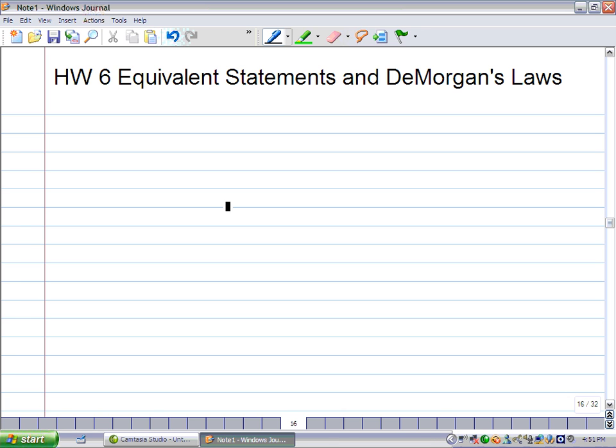In this section, we're going to look at equivalent statements and DeMorgan's laws. Equivalent statements are statements that mean the same thing. The first one we're going to look at is that P implies Q is the same thing as not P or Q. This is one you want to learn and memorize, because you will use it over and over in these arguments.